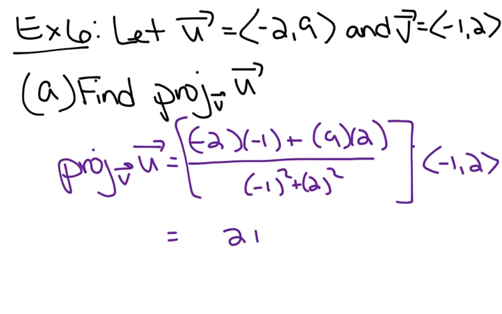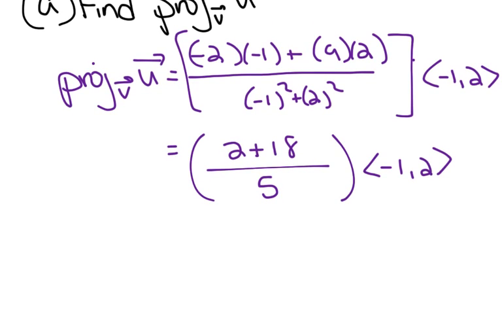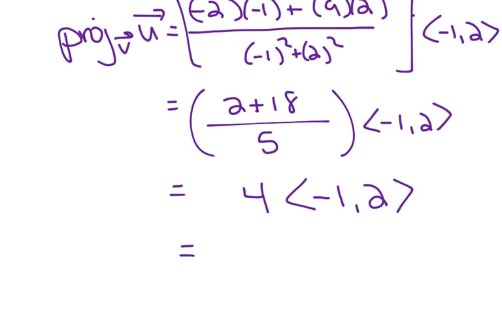So I'm going to get 2 plus 18 over, let's see, 1 plus 4 is 5. I get 20 over 5, which is 4, and then the properties of vectors say that I just distribute that 4, I get negative 4, 8. So the projection of u along v is the vector negative 4, 8.